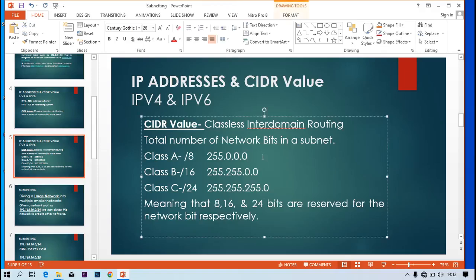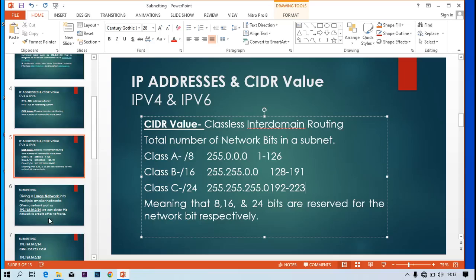Now, these networks have ranges. We don't just know them like that. For example, a class A network ranges from 1 to 126. A class B network ranges from 128 up to 191. And a class C network ranges from 192 up to 223. It goes on, because we have basically 5 classes of the IP version 4 network.